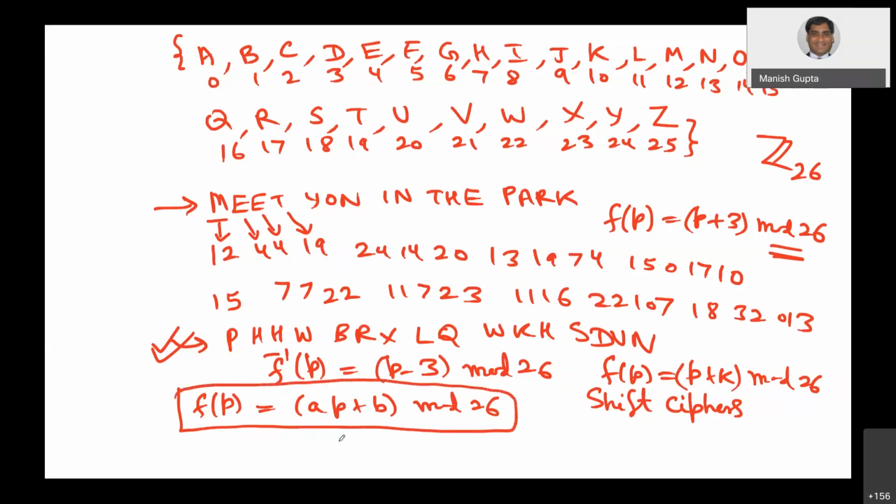So it could be, for example, 7p plus 3. You can do something like this. So f of 10, say, will be 7 into 10 plus 3, which is 73, which is 21 mod 26. So all these things are possible. These are known as shift ciphers. One beautiful application of our modular arithmetic.